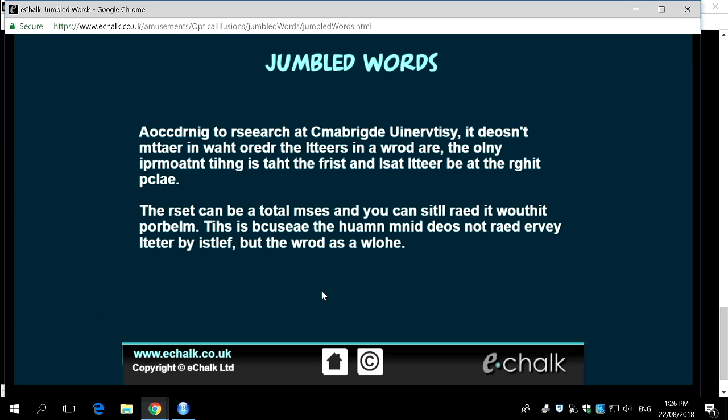Okay, you want to read this paragraph? Let's go. I'll read it out loud. According to research at Cambridge University, it doesn't matter in what order the letters in a word are. The only important thing is that the first and last letter be at the right place. The rest can be a total mess, and you can still read it without problem. This is because the human mind does not read every letter by itself, but the word as a whole.